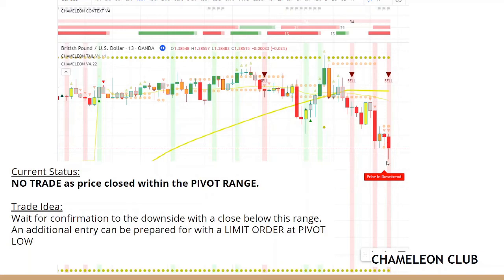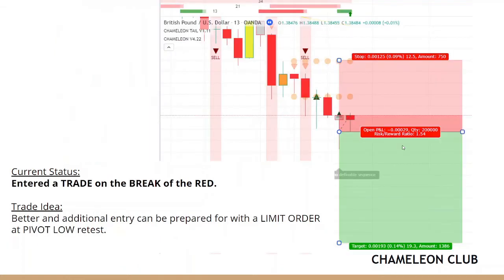As action develops, the current status here is for no trade, because although the price dropped below the pivot range, it didn't close below. There was a wick back within the pivot range, and the body of the candle remains within that pivot range, within those orange dots that are forming. So we wait for confirmation to the downside with a close below this range.